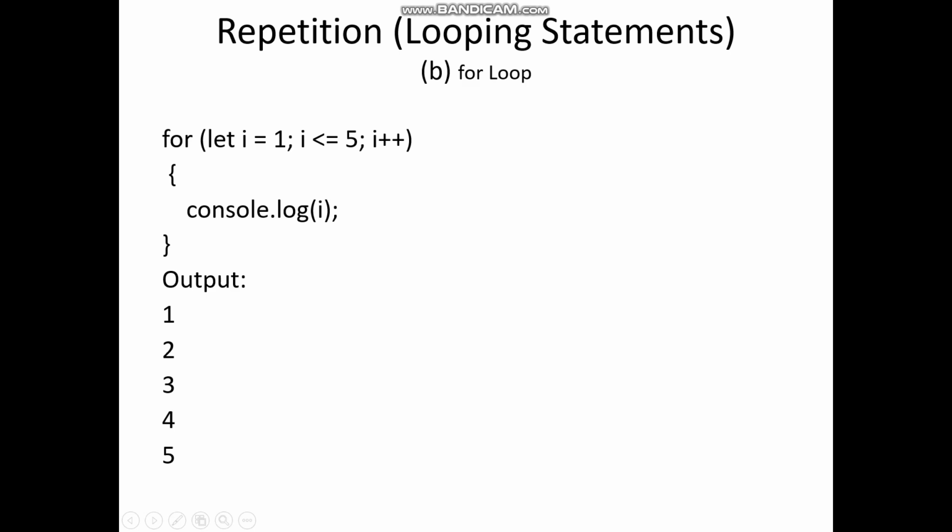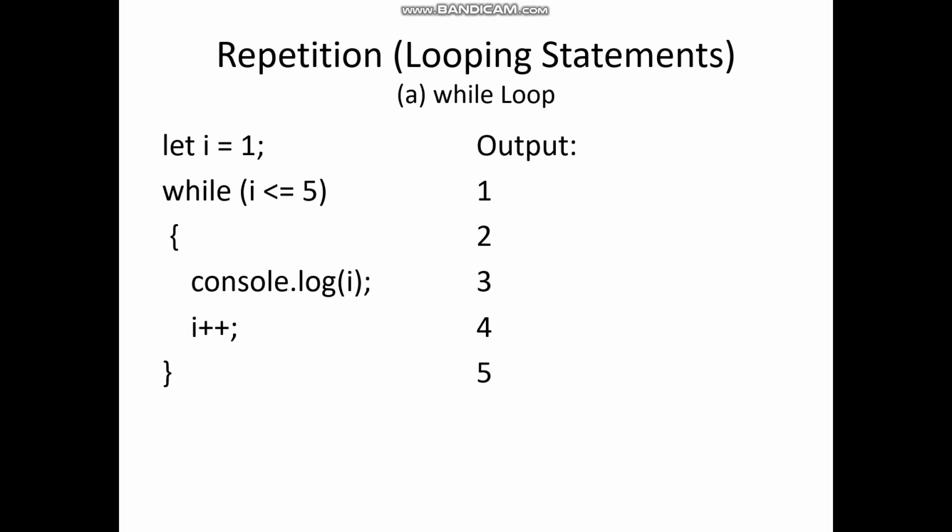Now let me explain the while loop. The while loop is used when we don't know exactly how many times the loop should run. In this loop, we first initialize a variable and then we write the condition inside the while statement. The loop will execute only if the condition is true. After executing the statements inside the loop, we must update the variable. Otherwise, it may lead to an infinite loop. An infinite loop means the loop will run forever because the condition never becomes false.